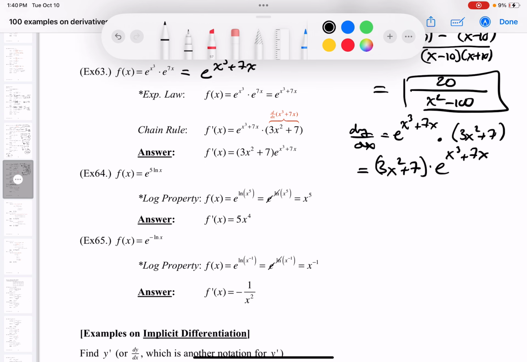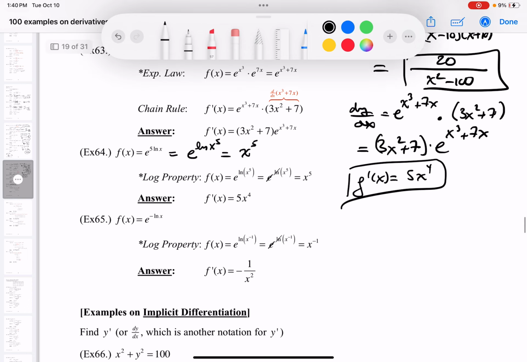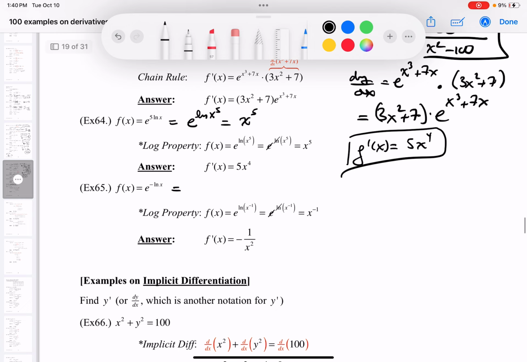This one over here is going to be, let me just keep rewriting it. It's e to the ln of x to the 5th power, and that's just going to be x to the 5th power. So what do you get over here? F prime is going to be 5x to the 4th power. All right, let's keep moving. Over here, I'm going to write it a little bit differently. It's e to the ln of x to the minus 1, and this is just x to the minus 1 now. What's its derivative, f prime? Well, it's going to be minus 1 times x to the minus 2, or minus 1 over x squared.